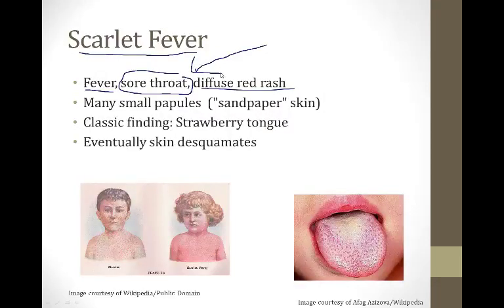Other features of scarlet fever, just by way of review here, are many small papules on the skin. It's called sandpaper skin. This is a drawing of a child with scarlet fever here. There is a strawberry tongue in scarlet fever, just like in Kawasaki's disease, and the skin does desquamate in scarlet fever, similar to Kawasaki's disease. What you want to look for is that sore throat preceding the illness to know that it's scarlet fever and not Kawasaki's.